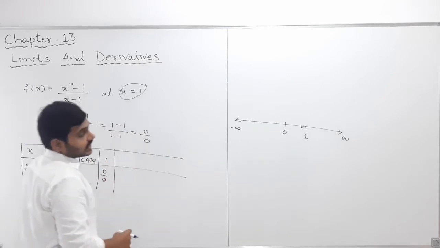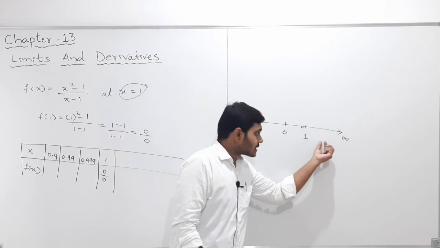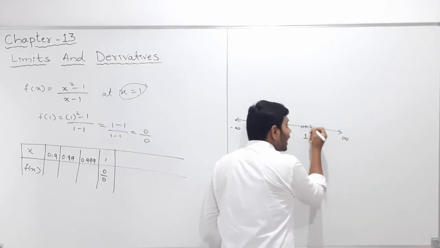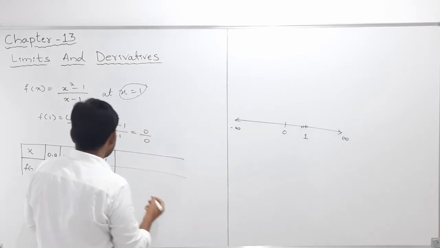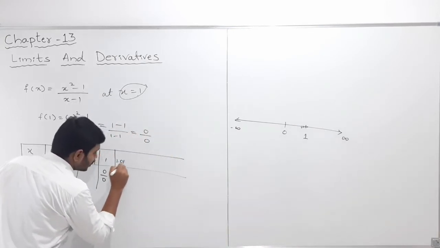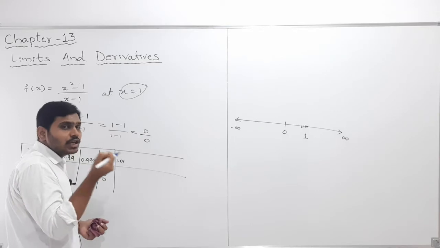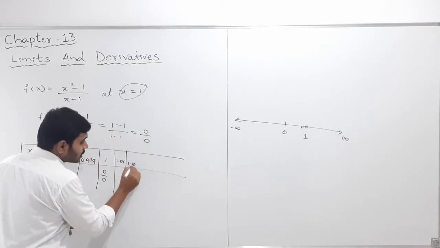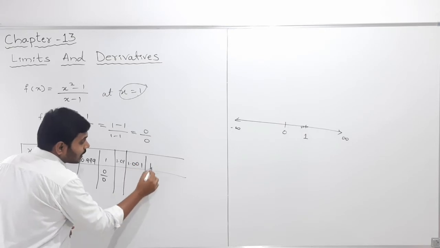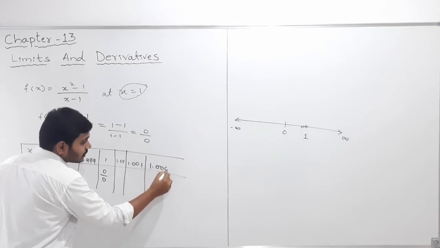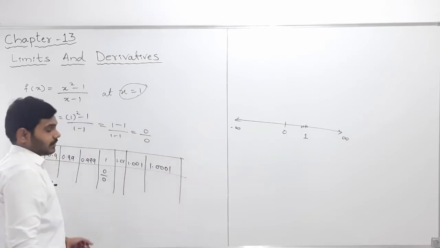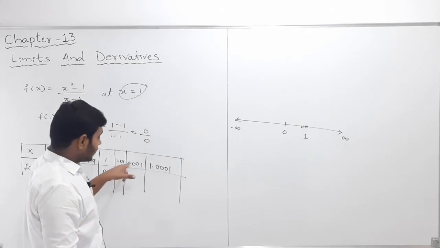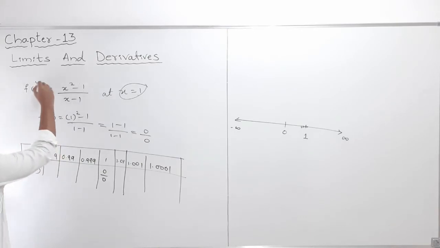And next, after that, take this side. Clear? After the 1, what will be the very close value after the 1 here? Maybe you can take 1.01. Very close, a very small quantity you should increase: 1.001, 1.00001 you can take, my dear students. Clear? So now check at these points what will be the function value.